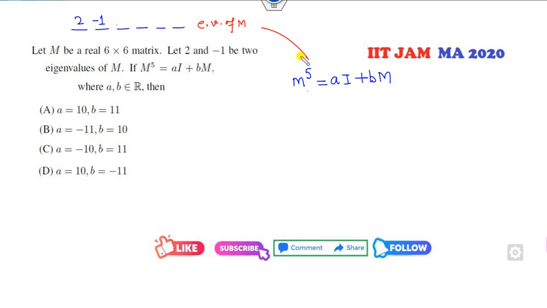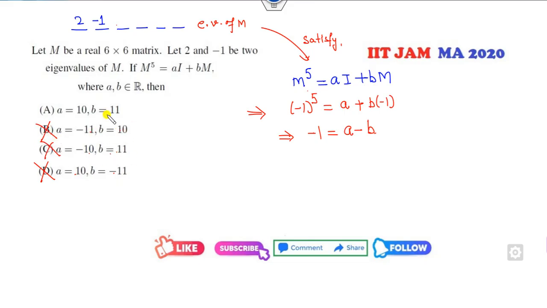It satisfies this equation. So firstly I can simply take -1. So -1 to the power 5, this is my a plus b of -1. So what does it mean? -1 is a minus b. So look at that, a minus b is not equal to -1, a minus b again not equal to -1, a minus b is not equal to -1, a minus b is equal to -1, and the only left option is a. So that's the right answer.